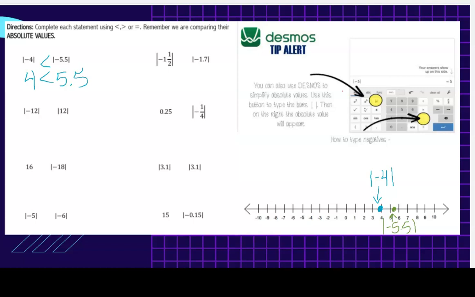This one here, negative 1.1, we're comparing that to the absolute value of negative 1 7/10. Now we can always use our number line, but another tool that we could use is our Desmos calculator. Absolute value is a calculator skill. We are allowed to use our calculators when we are comparing absolute values.